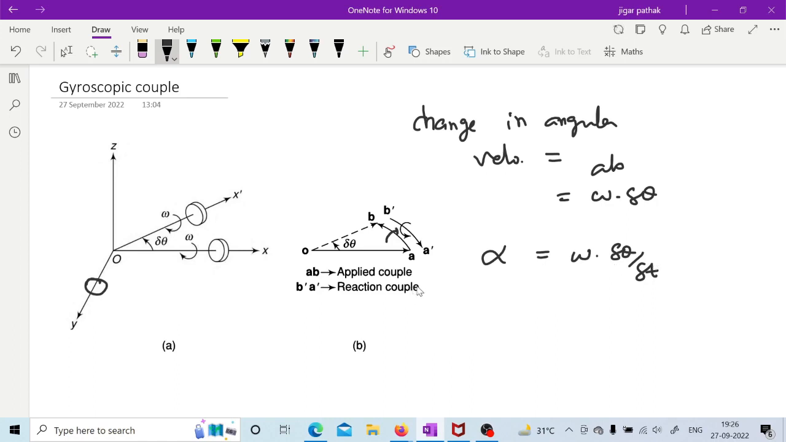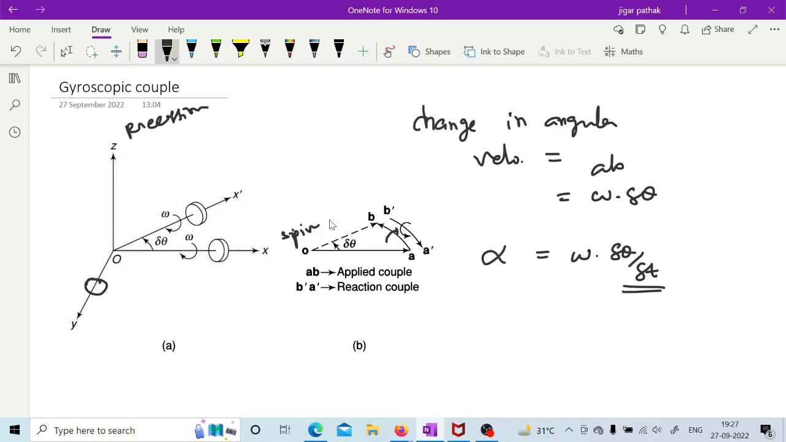So what you get, omega delta theta by delta t: this omega is the spin of this rotating component. As you can see, this omega is the rotational speed of the spin with which it is rotating about the x-axis. Now this delta theta by delta t is what? It is the angular motion of this particular axis of spin about this precession axis, right? This is the precession axis and this is the axis of spin.